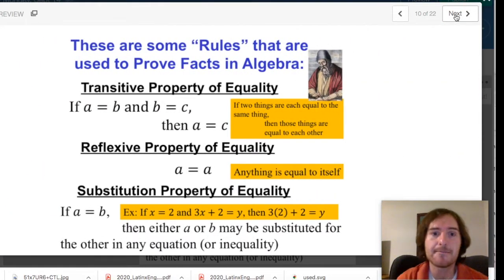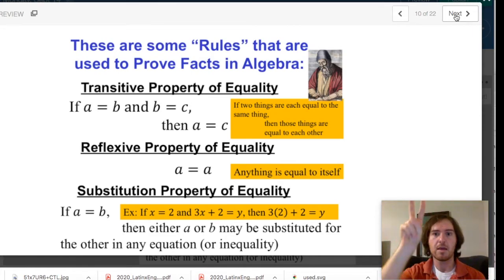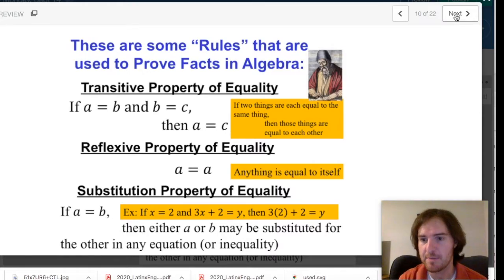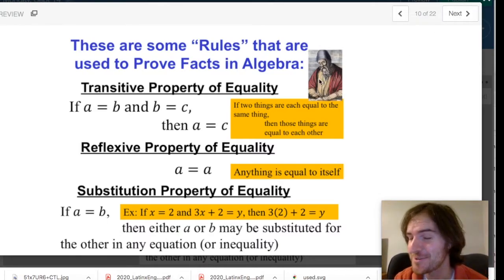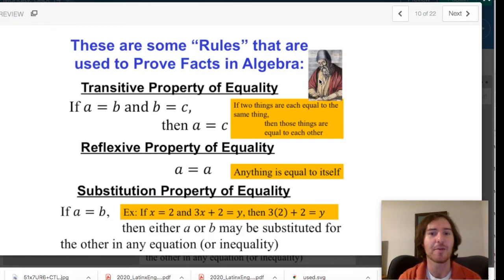And here's how we summarize it down here. It's transitive property of equality. Remember, that deals with how many different expressions? 3. And if 2 things are each equal to the same thing, then those 2 things are equal to each other. Look at the picture I put up there. That guy should look familiar at this point in time. Who is that guy? Ooh, he might have something to do with the transitive property.